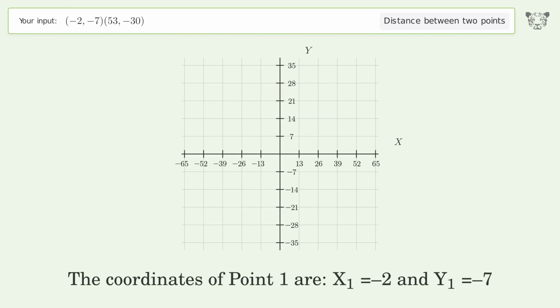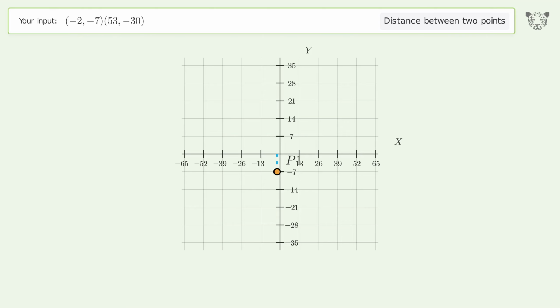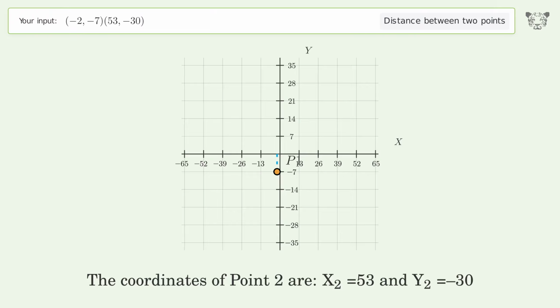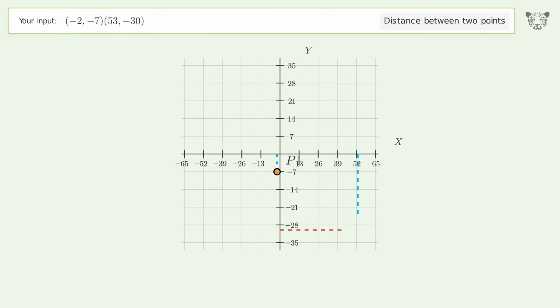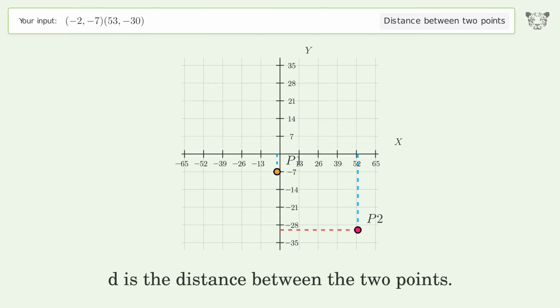The coordinates of point 1 are x1 equals -2 and y1 equals -7. The coordinates of point 2 are x2 equals 53 and y2 equals -30. D is the distance between the 2 points.